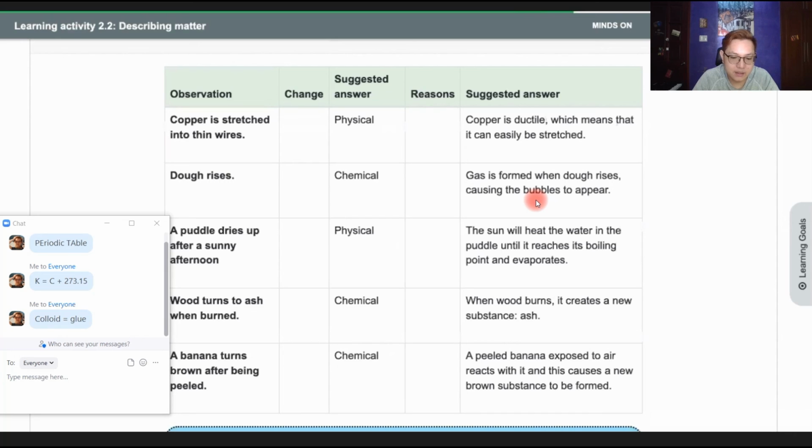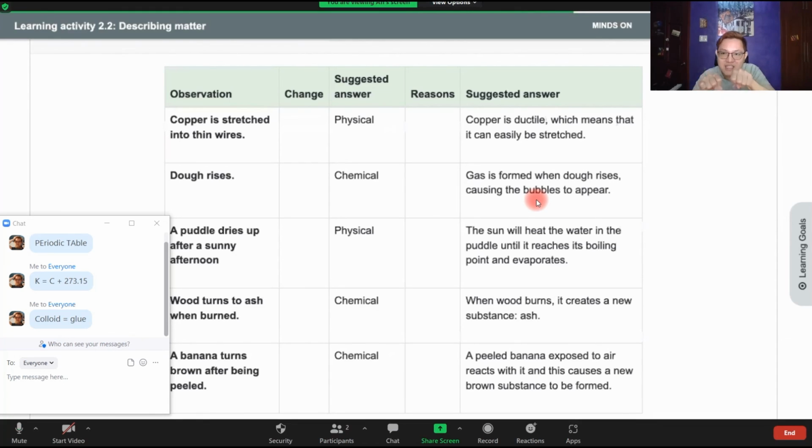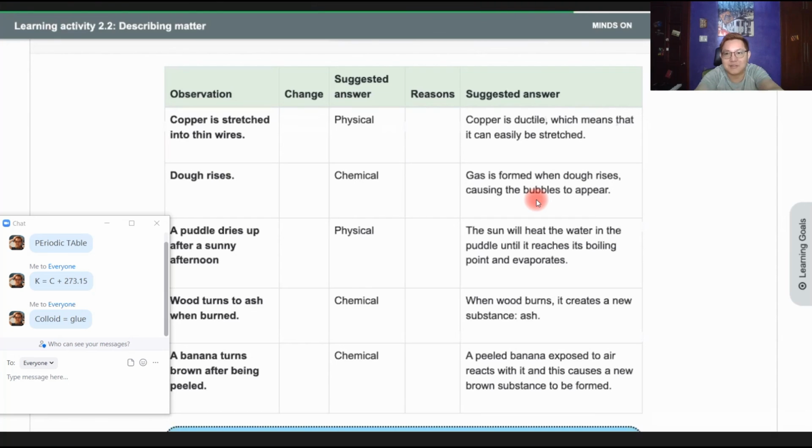That's exactly what people do when they bake bread. So basically, they knead the dough, and then they mix it with baking powder, and after a while the reaction occurs. It produces gases, so the dough becomes bigger. The piece of bread becomes much bigger because of the gas formed when the dough rises.